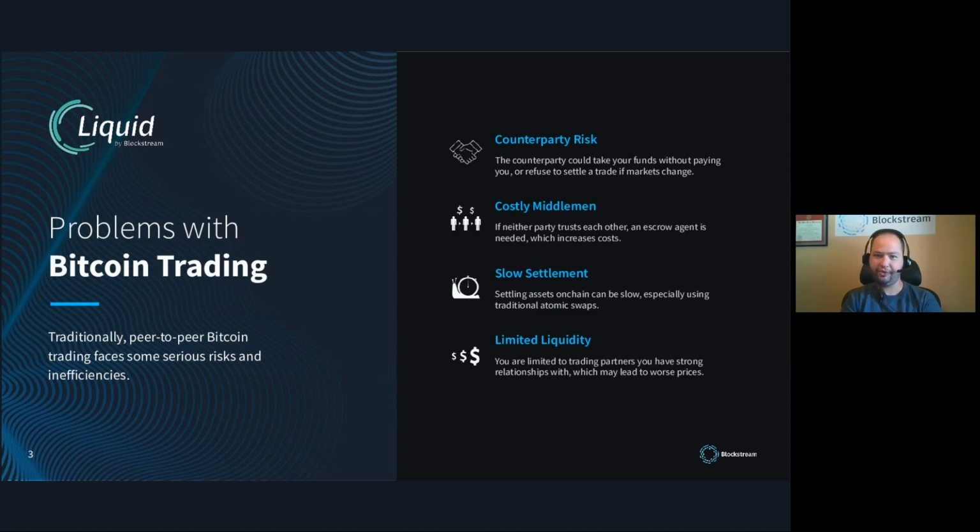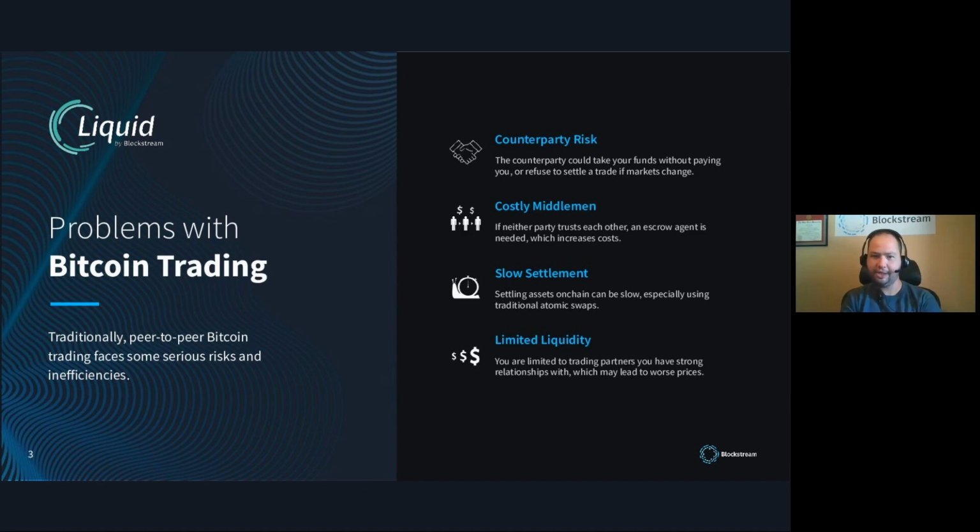We also have the possibility of costly middlemen. One way around counterparty risk is that you could involve a middleman that is mutually trusted by both parties, but generally this is going to slow things down and increase costs. You may see this today. Some of the middlemen today are basically either an exchange, a trusted intermediary who's performing this role, or some type of escrow agent. Settlement is generally slower when you're settling assets in this way.